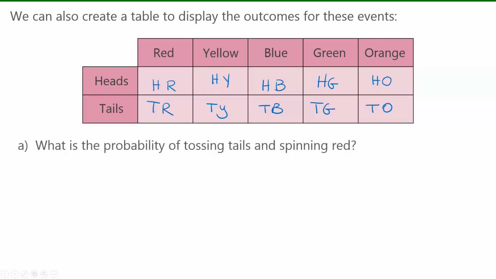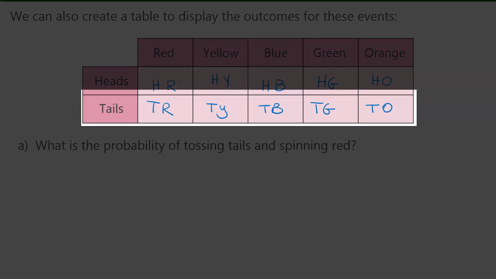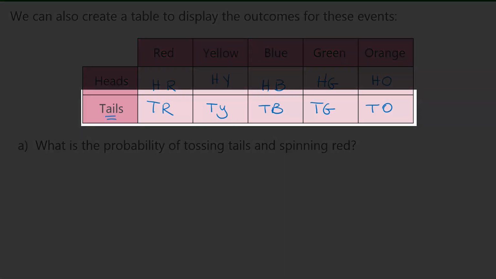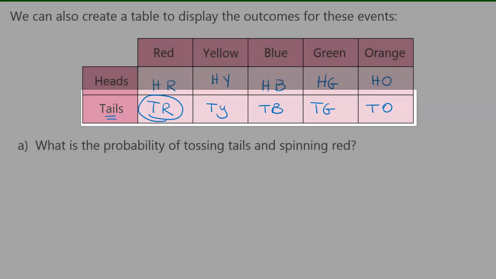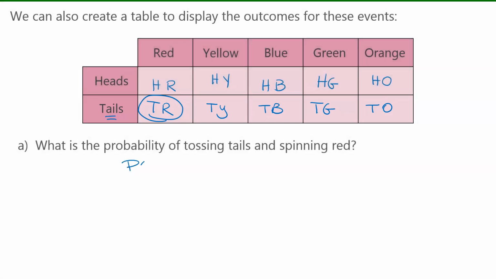So what is the probability of tossing tails and spinning red? So I would look at my table and I would look for all the different possible outcomes there that have tails and red. So all these along the bottom are tails, and there's only one that's tails with red. So the probability then of getting tails with red is 1 out of 10, because we have one combination of tails and red, and there are 10 different combinations in total.